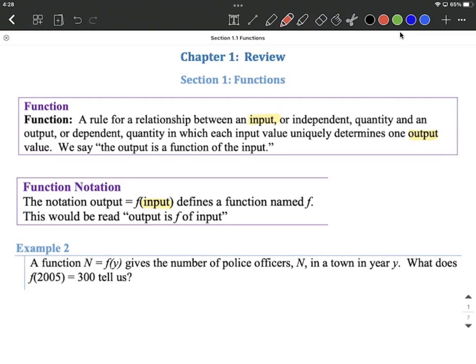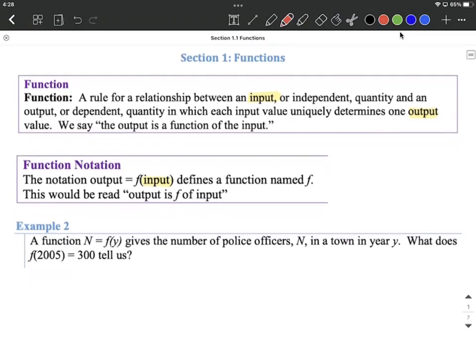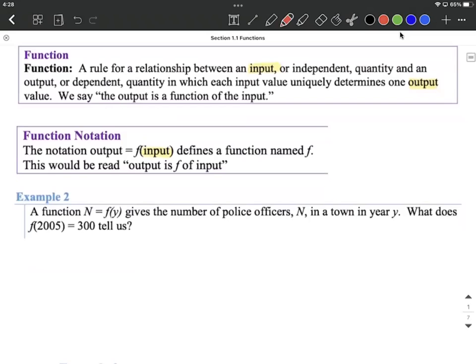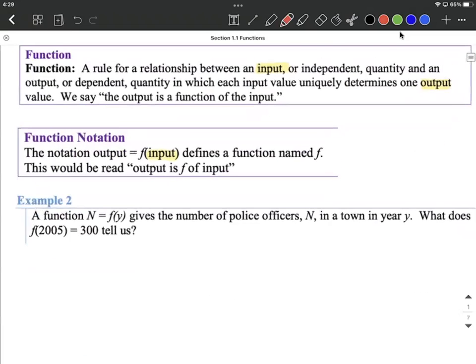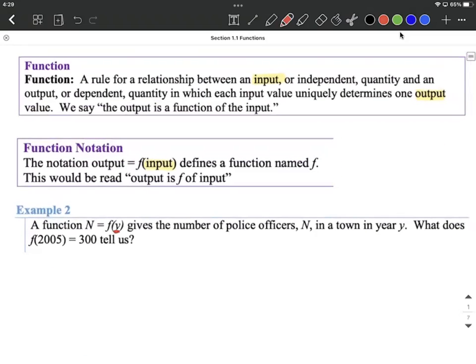All right, a function n equals f of y gives the number of police officers, n, in a town in year y. So let's try to interpret this function and figure out what does f of 2005 equals 300 tell us. Okay, so the input here, it's important to note, is y. And y represents the year. This is just a preliminary getting to know what functions are and reading a word problem.